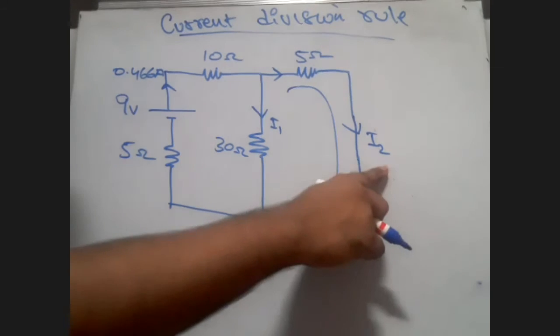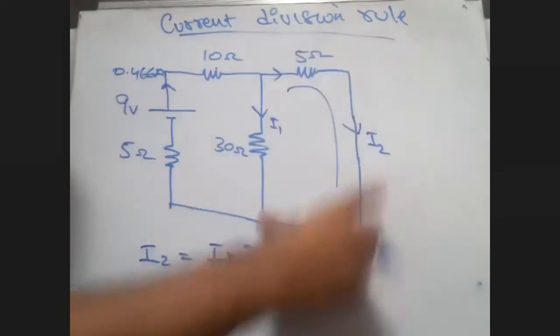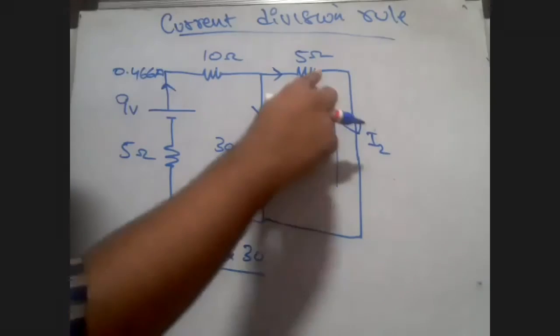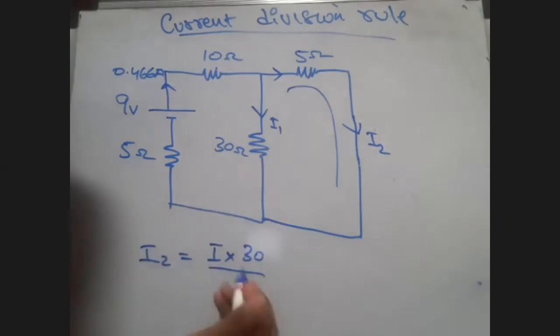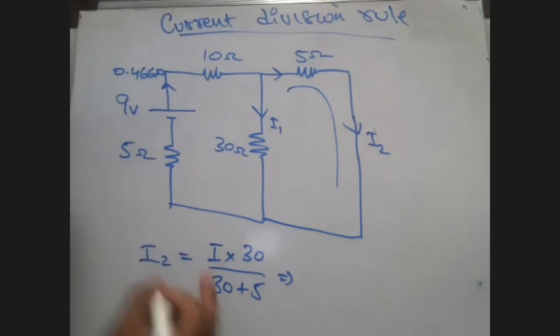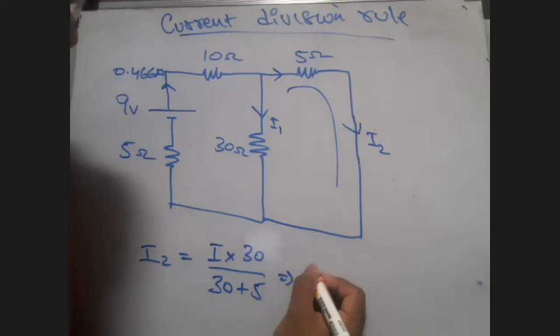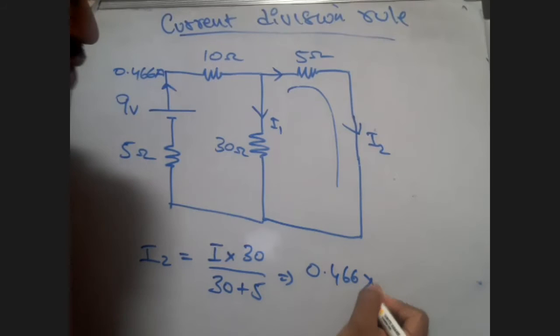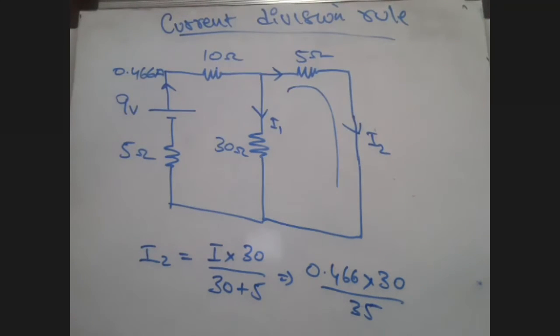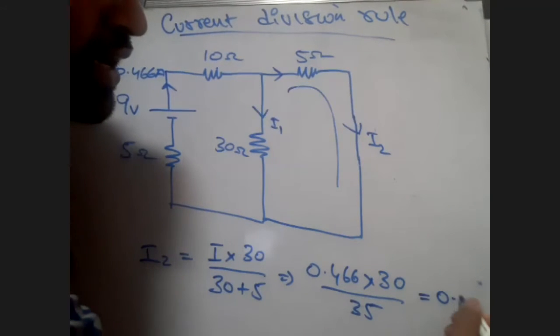So current I2 will be the total current coming into this branch, into the resistor opposite to it, that is 30, upon total resistance, that is 30 plus 5. Please substitute the value. What is the current here? 0.466. So 0.466 into 30 upon 30 plus 5, that is 35. How much are you getting? 0.399. Very good answer. 0.399 amperes.